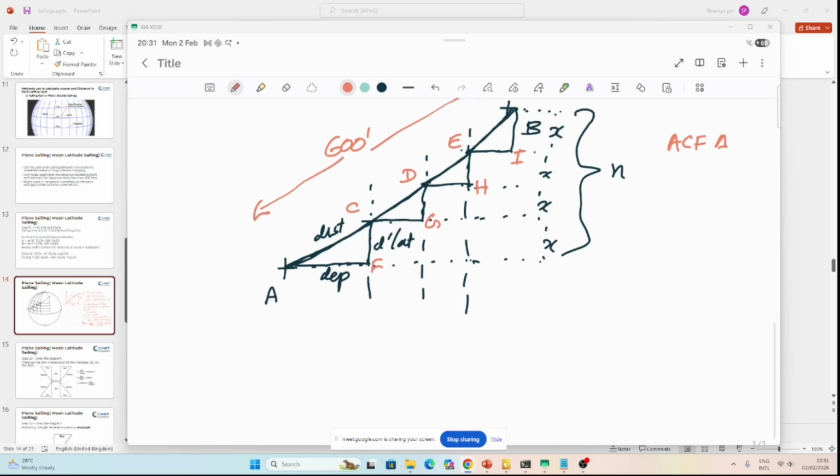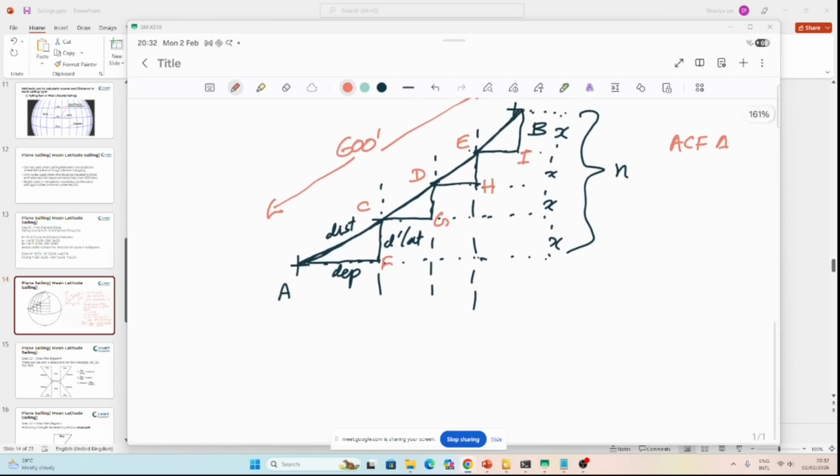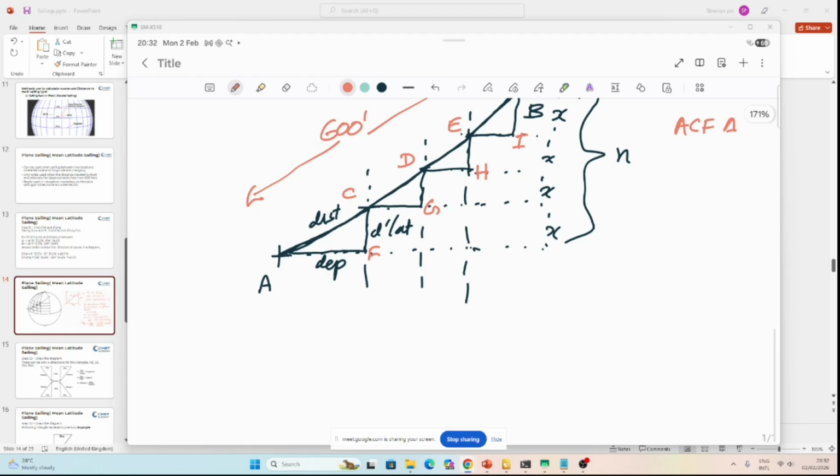So if you have some kind of misunderstanding that you can use plain sailing for whatever the distance, no, you can't. That is why I said plain sailing is very much obsolete now. Nobody is using it, right? Unless you want to understand the subject, you have to learn it.